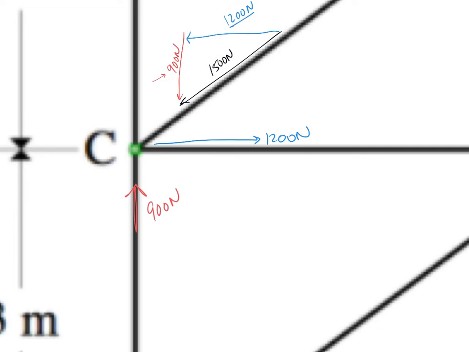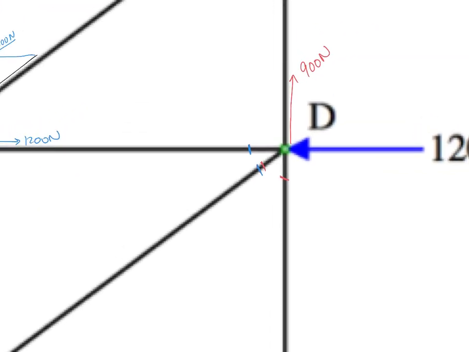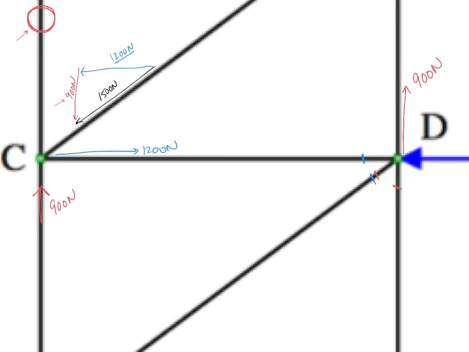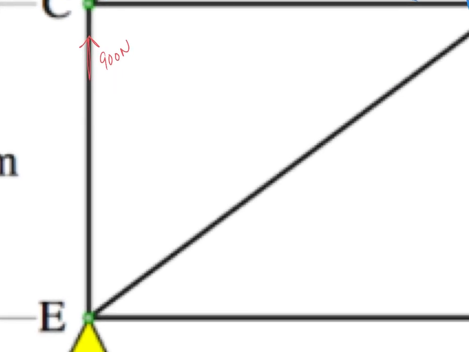So now I've done x and y on point C. So let's go over here, and we'll do it on point D. Oh, wait, sorry, we didn't make this 1200 going this way. I need to go down here and make this, we got 900 going down right here.